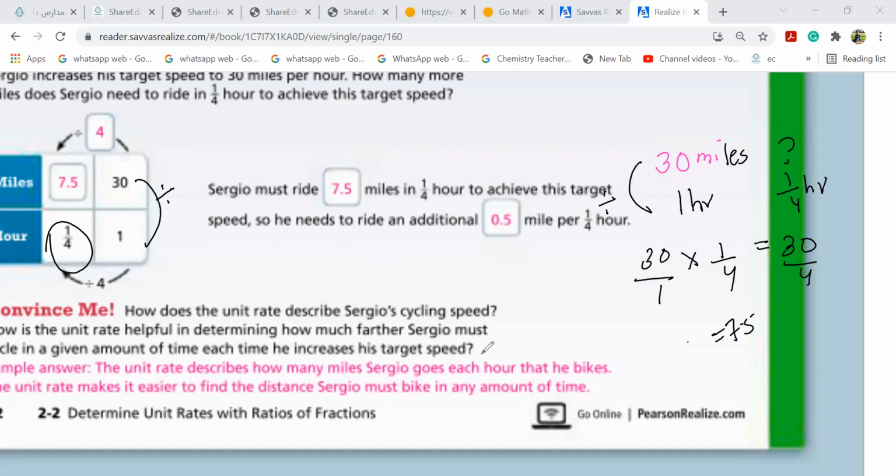And how many more he needs? He needs 0.5 mile per hour more. So he needs to ride an additional 0.5 mile per hour.